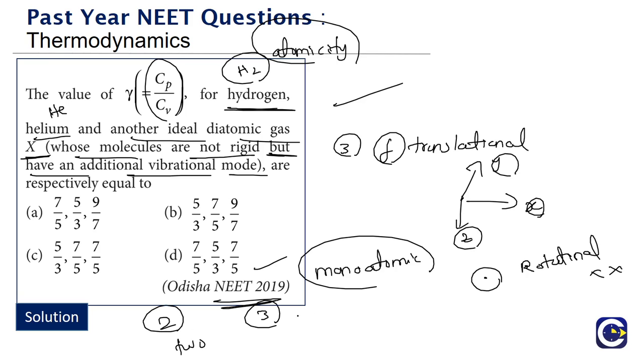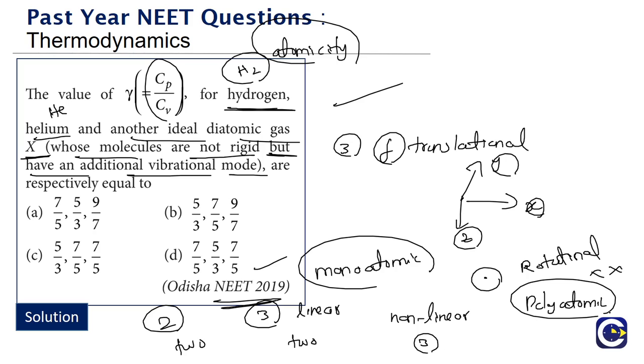Triatomic, if it is linear, it will still be 2. Non-linear means it will be 3. So here also the rotational degrees of freedom will be associated with the rotational kinetic energy, one with respect to the x-axis, one with respect to the y-axis, and the other with respect to the z-axis. For the polyatomic, linear means the same, 2 will be the rotational. Non-linear means we will get 3. So this is about the translational and rotational degrees of freedom.